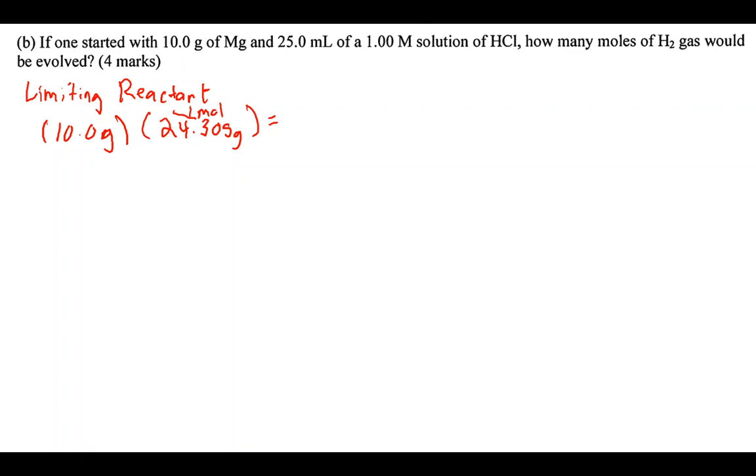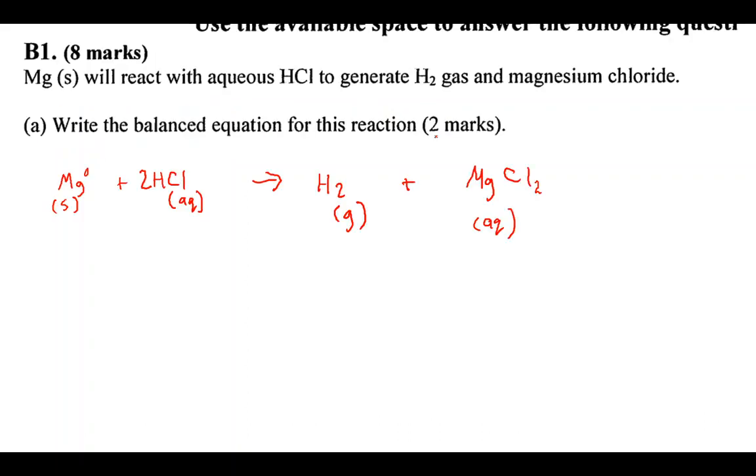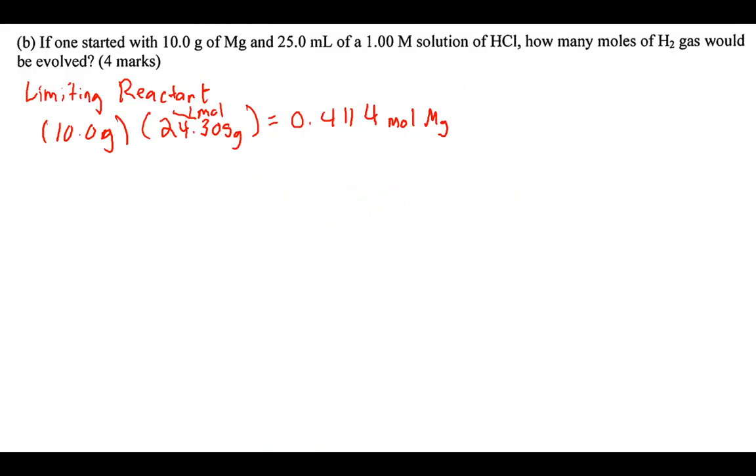I get 0.4114 moles of magnesium. Remember, in this equation, it is 1 mole of magnesium to 1 mole of H2. So if the other was in excess and magnesium was our limiting reagent, we could produce 0.4114 moles of H2.